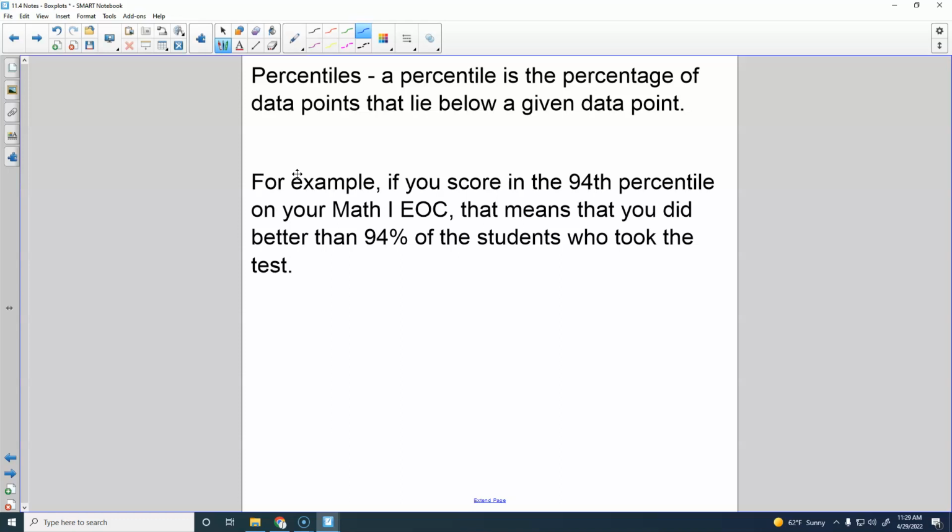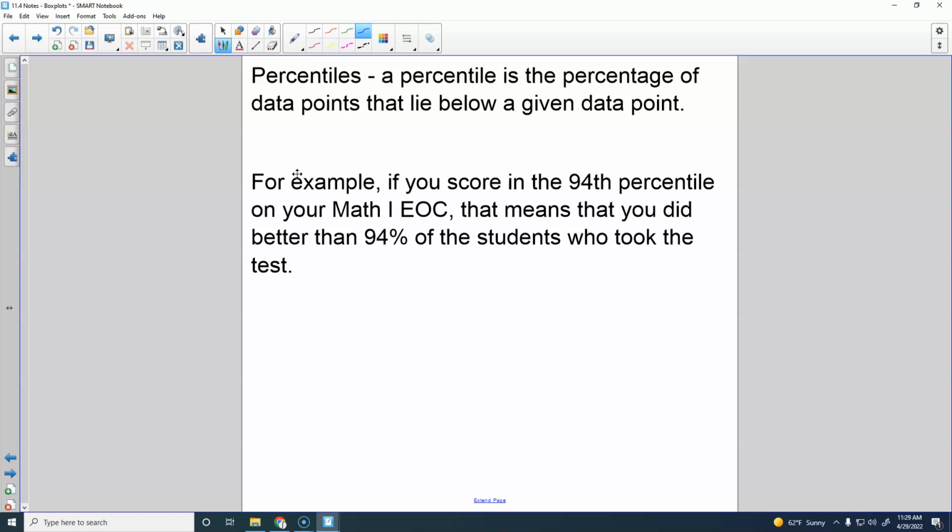But 94th percentile means they compared you to all the other kids who took the test, and you did better than 94% of them. So that's pretty good, right? That means if there were 100 kids, you did better than 94 of them. What about if you're in the 12th percentile? That means if there were 100 of us, that you did better than 12. That's not as good, right?